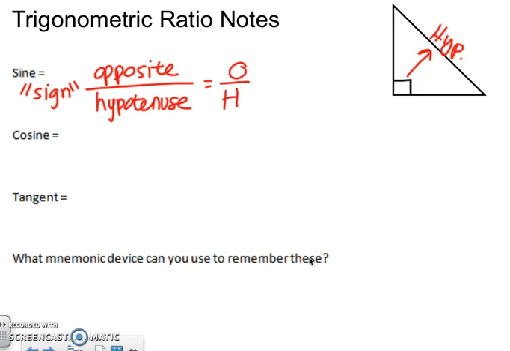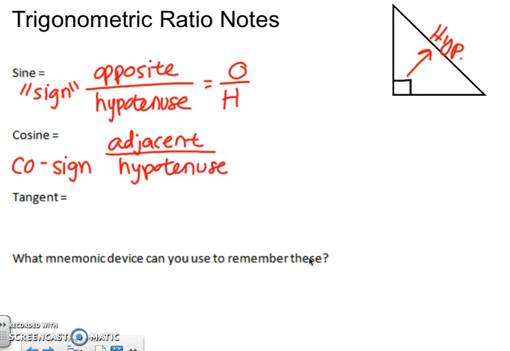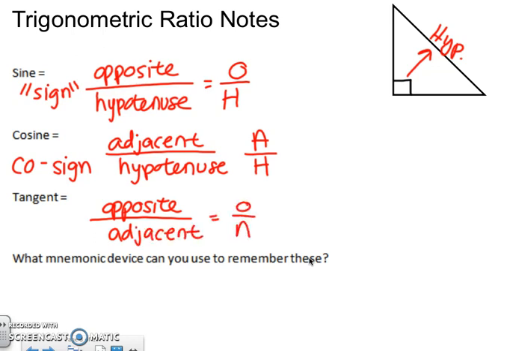Okay? Cosine is going to stand for adjacent over hypotenuse. So you're going to see that abbreviated A over H. Okay? Adjacent means touching, right beside each other. Okay? Opposite is going to mean not adjacent, okay? And lastly, tangent, pronounced pretty much how it looks, represents opposite over adjacent. Okay? So you'll see that O over A.